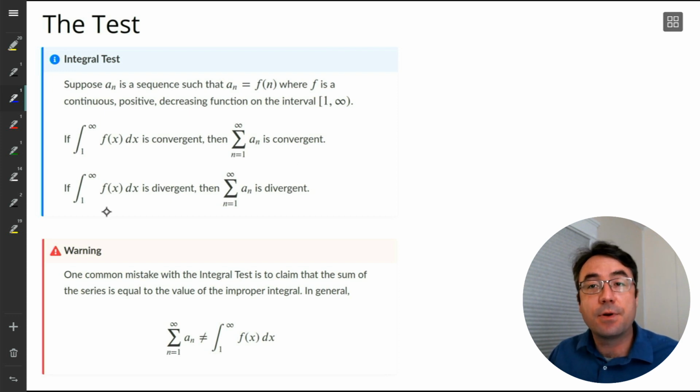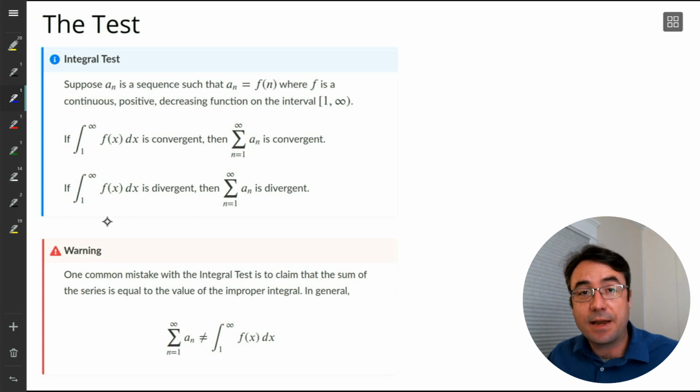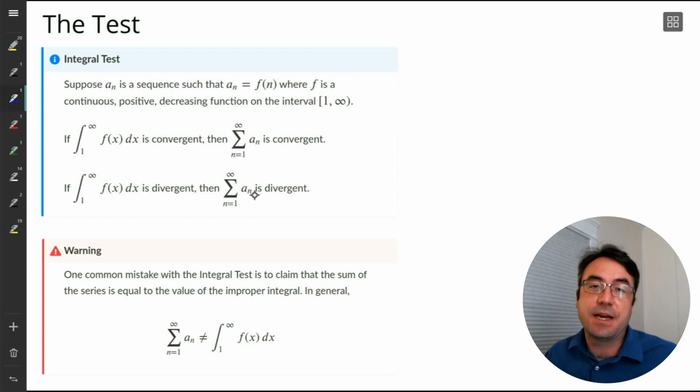And if that same improper integral is divergent, well then the series, sigma a n, is divergent as well. So if our improper integral is convergent, our series is convergent. If our improper integral is divergent, then our series is divergent.